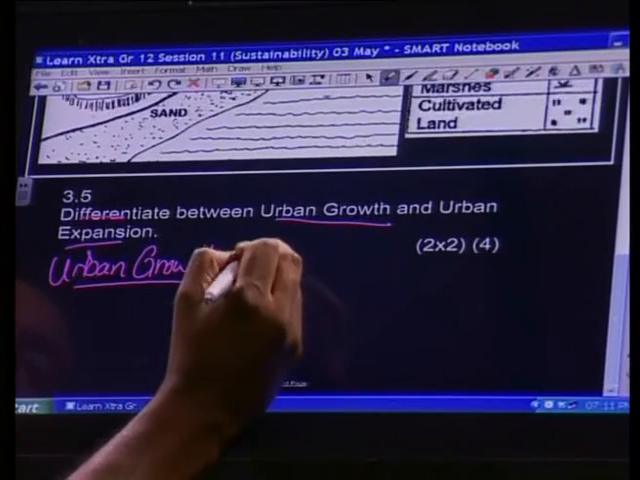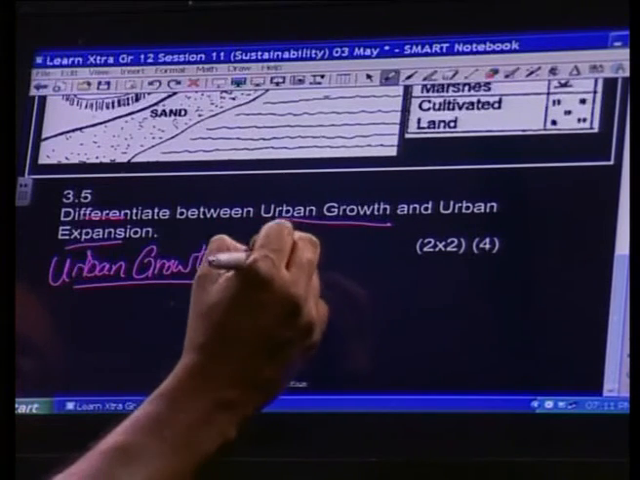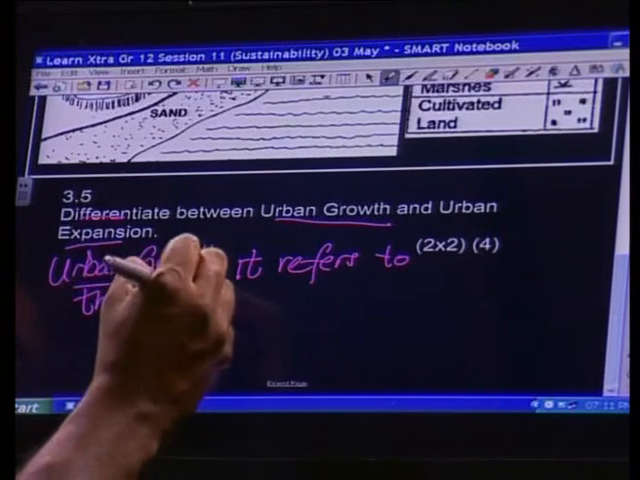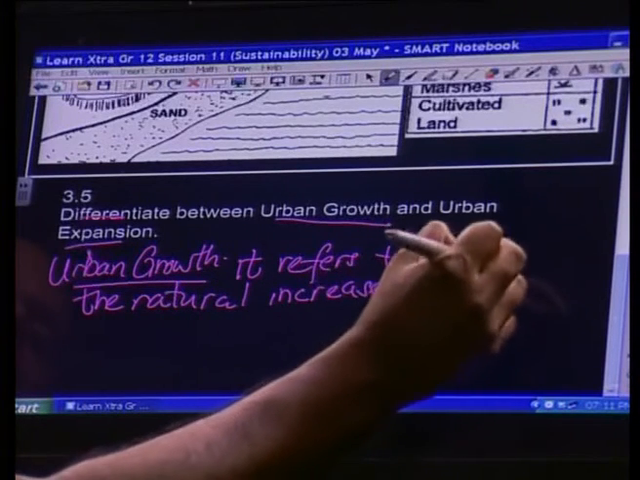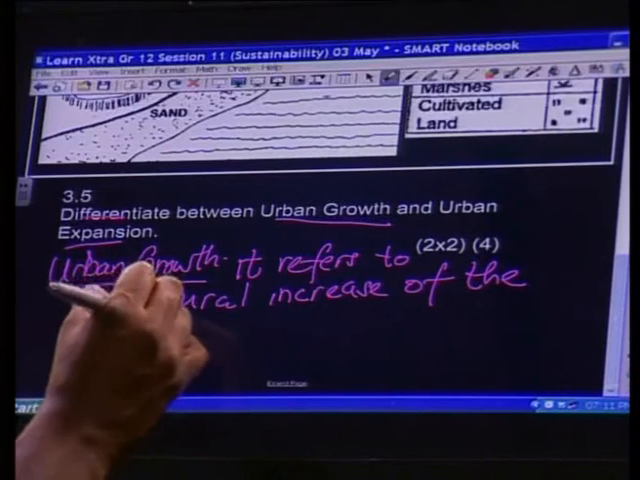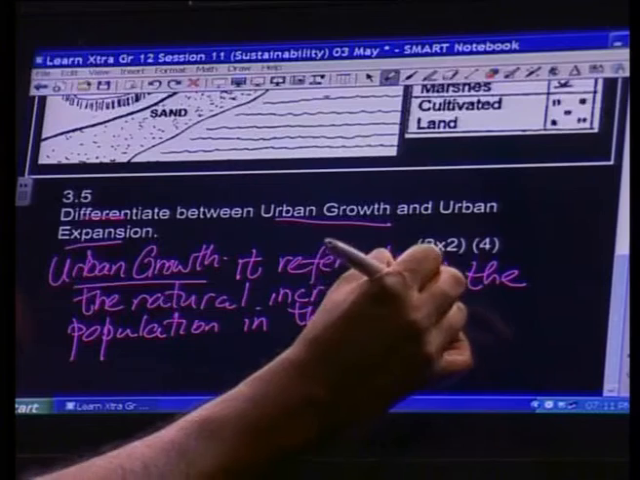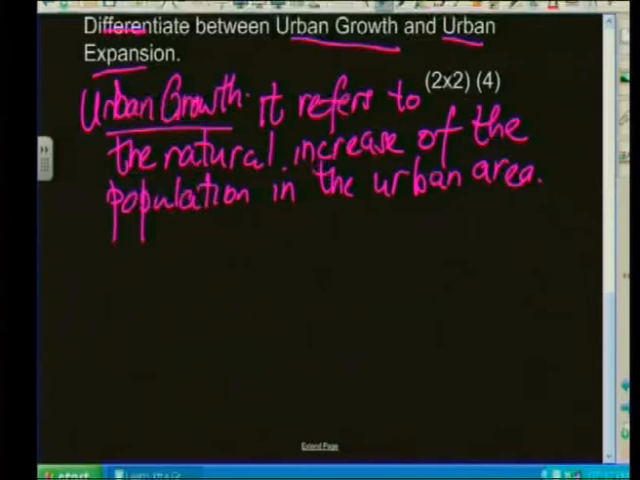However, when we speak to the concept of urban growth, we should remember it refers to the natural increase of the population in the urban area. Simply put, the existing population is growing within the urban area. Looking at the next point, urban expansion.